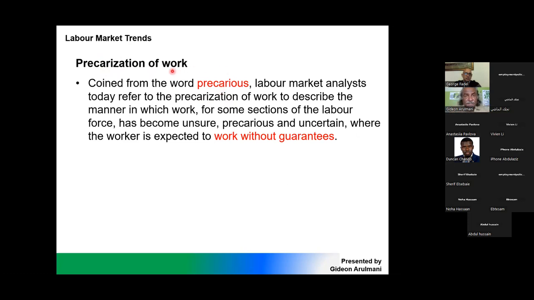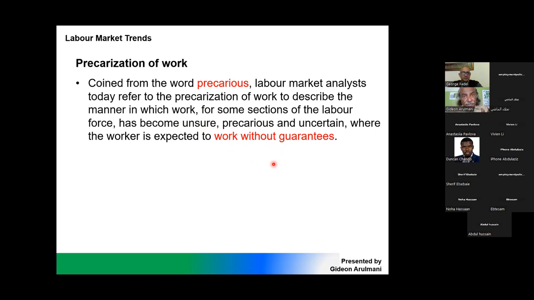Work has become precarious. Going from the word precarious, labor market analysts today refer to the precarization of work to describe the manner in which work for some sections of the labor force has become unsure, precarious, uncertain, and the worker is expected to work without guarantees. If something happens to me, no guarantee. If that job, let's say today I have to, when I'm talking to you and it's part of my deal with the ILO.